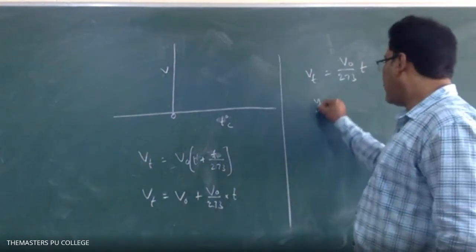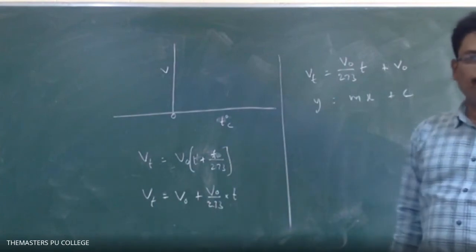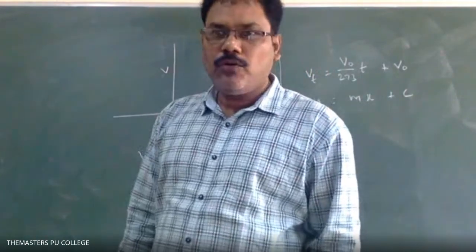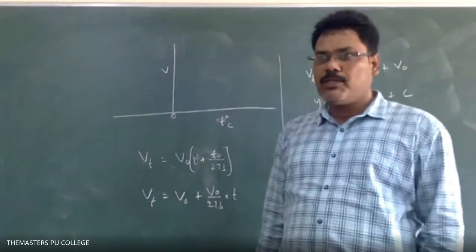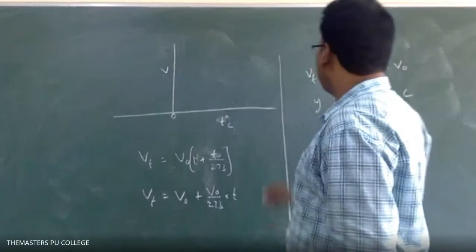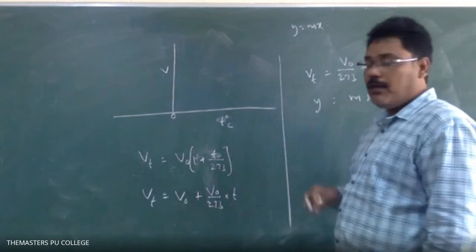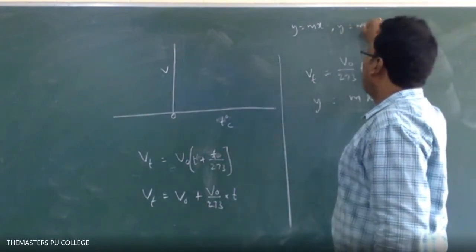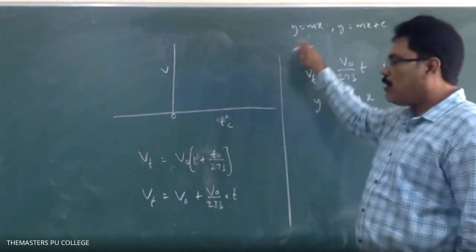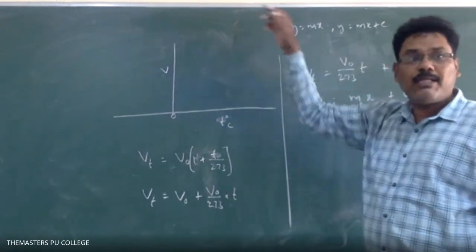Y equals mx plus c is a straight line. Understood? In mathematics, for the straight line form, you know there are two forms. With the slope, and with the slope and the intercept. With the slope only, that is y equals mx without the intercept. With the intercept form, the other is y equals mx plus c. Both are straight lines, but the first goes through the origin, and the second goes with an intercept.